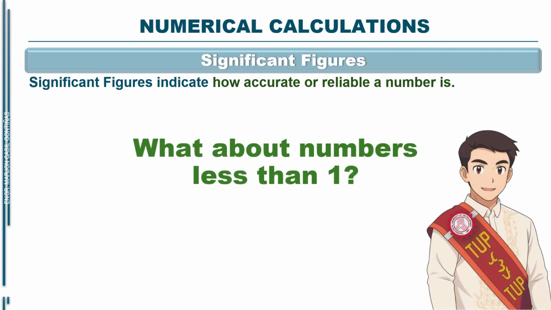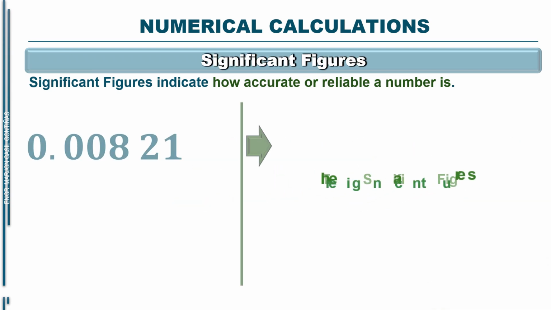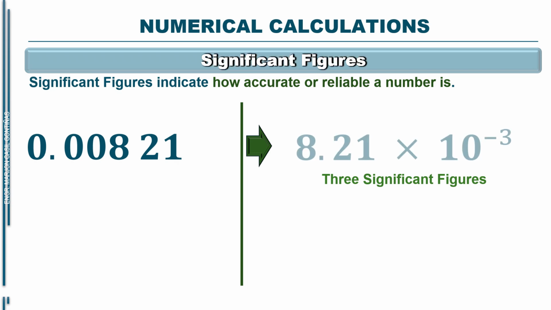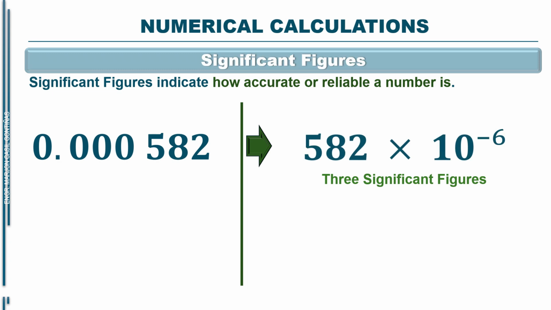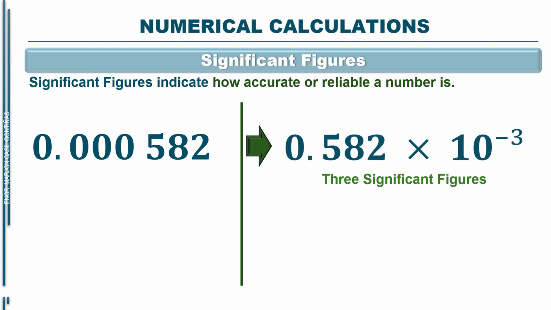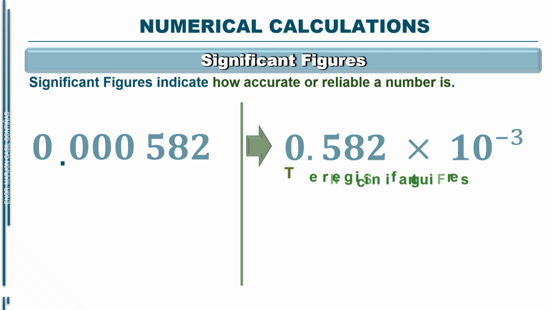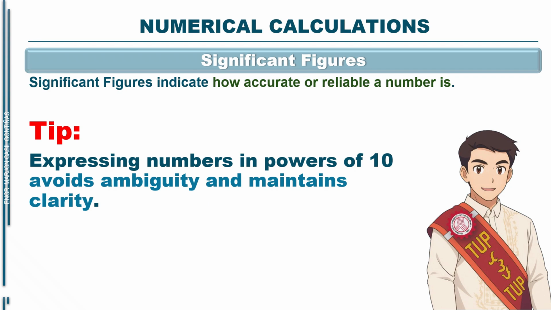Now, what about numbers less than 1? Leading zeros don't count. For example, 0.00821 has 3 significant figures. Write it as 8.21 times 10 to the power of -3. 0.000582 can be written as 582 times 10 to the power of -6, or 0.582 times 10 to the power of -3. Here's a tip for you, buddy. Expressing numbers in powers of 10 avoids ambiguity and maintains clarity.